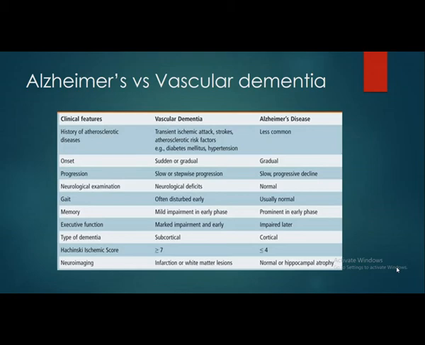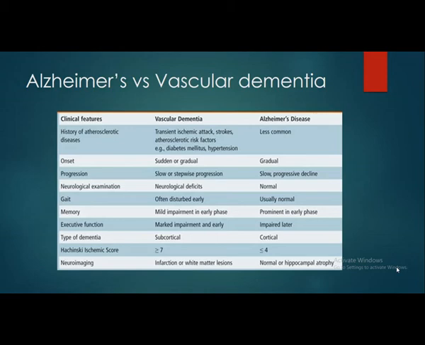However, in Alzheimer's, there is a slow and progressive decline at a certain pace. The neurological examination, obviously, is abnormal when there is a brain insult. So, there will be neurological deficits with vascular dementia. However, in Alzheimer's, there are no such neurological deficits. The gait is often disturbed early in vascular dementia, however, the gait is quite normal in Alzheimer's disease. So these are the main differences.